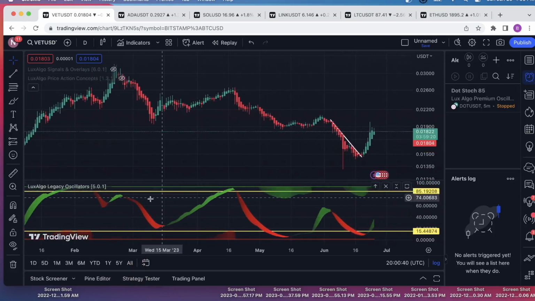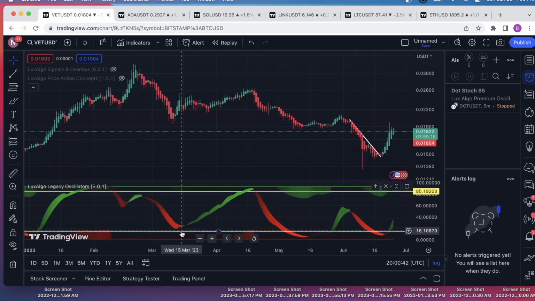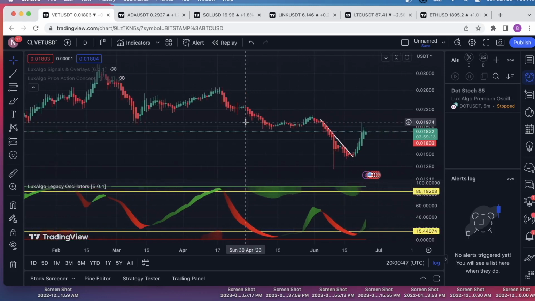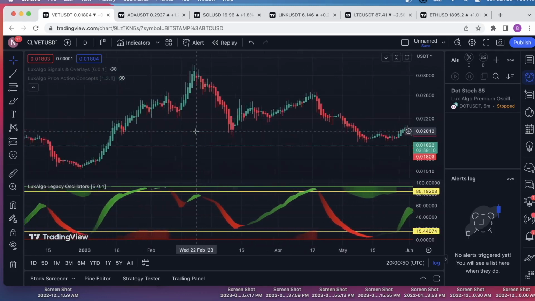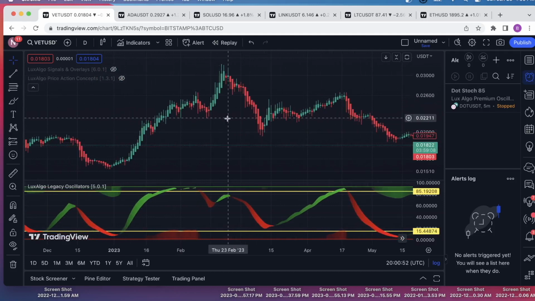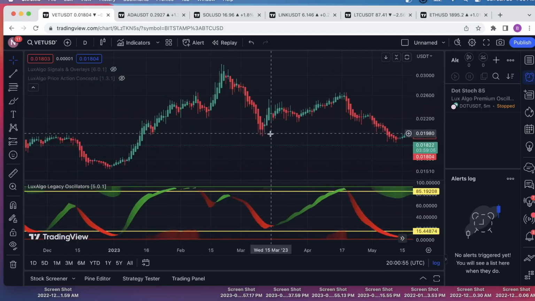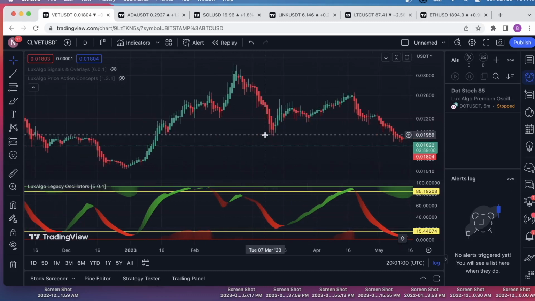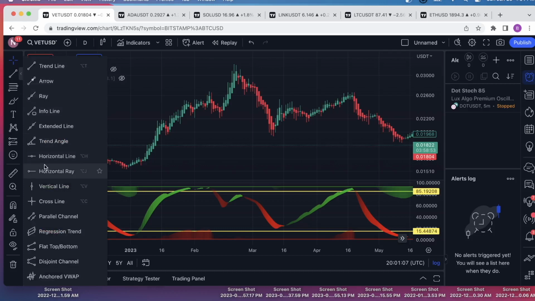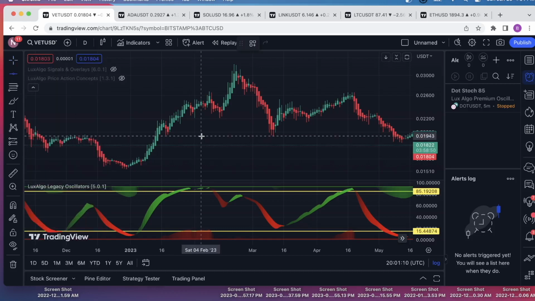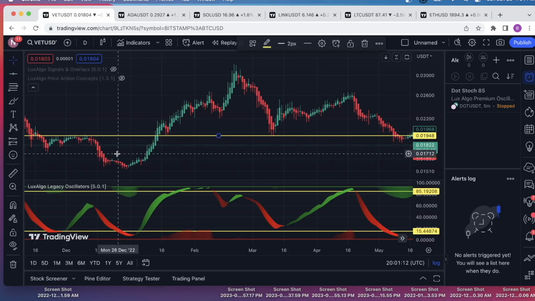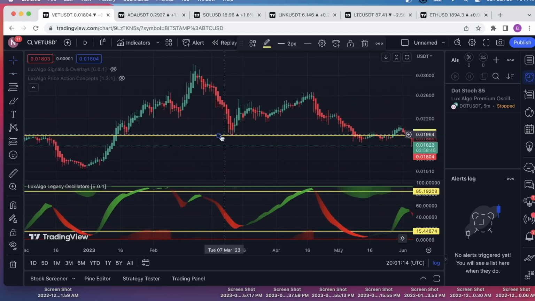Just using this oscillator alone, selling the overbought crossovers and vice versa, you can be pretty profitable just doing that. Now, if you look here, for example, you've got to wonder, why did the price stop here? What was here? Well, a couple things. If I was to draw a horizontal trend line, using the tools, and I just go horizontal, you see there was an area of support here, right? So that's one reason for the bounce.